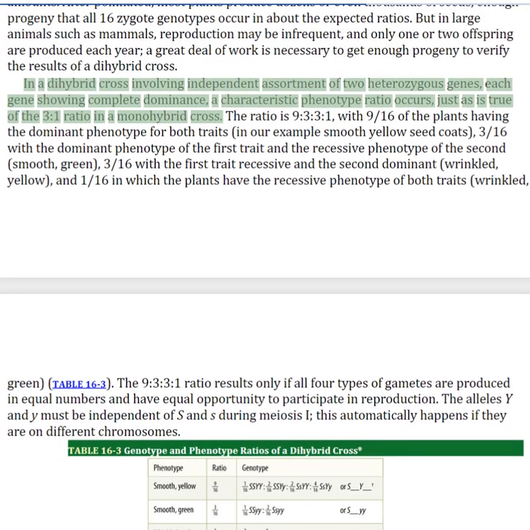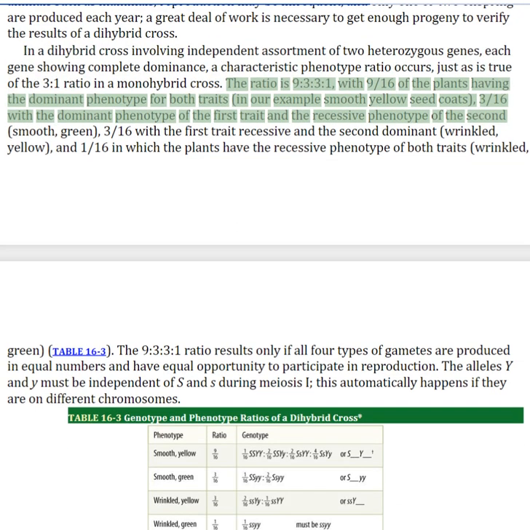In a dihybrid cross involving independent assortment of 2 heterozygous genes, each gene showing complete dominance, a characteristic phenotype ratio occurs, just as is true of the 3:1 ratio in a monohybrid cross. The ratio is 9:3:3:1, with 9/16 of the plants having the dominant phenotype for both traits, 3/16 with the dominant phenotype of the first trait and the recessive phenotype of the second.